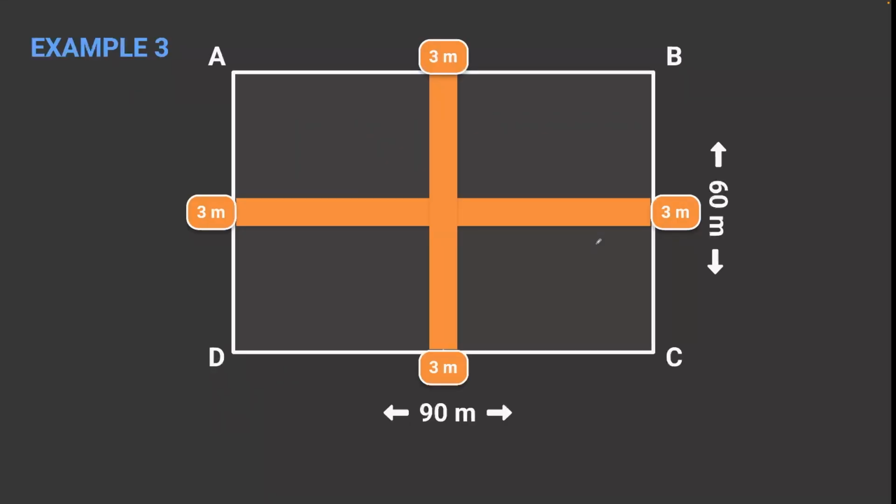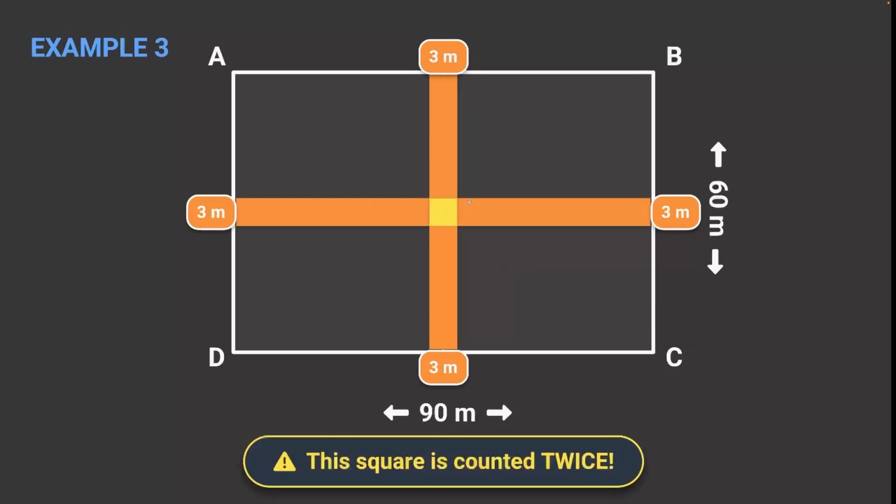This example is a little more tricky because we have a path overlapping another path. The trick here is that this square in between is counted twice. That's what you need to be careful about. If you directly calculate the area of the path, and say, oh, this is 3 meters and this is 60, so the area of this is 3 into 60, and the area of this is 3 into 90, which is 90 meters over here, then you would go wrong because you would be counting the area of this square twice, because it appears both in this part as well as this part.